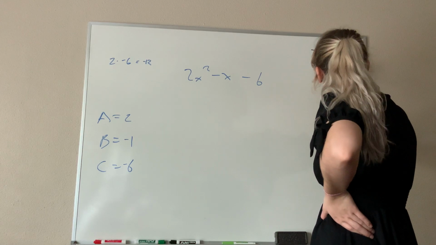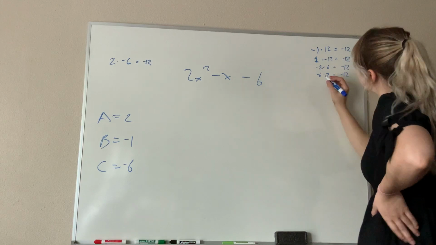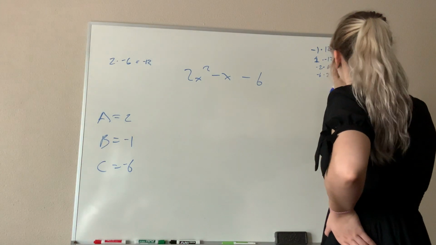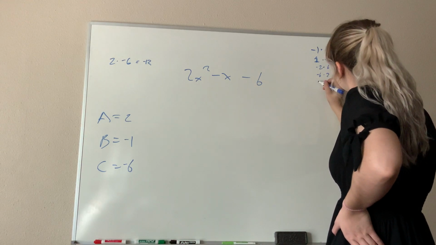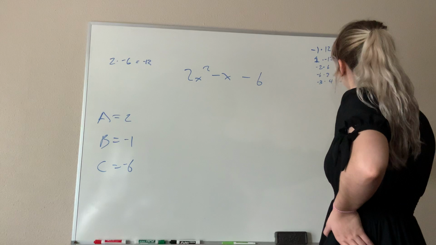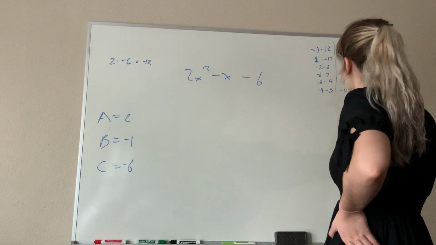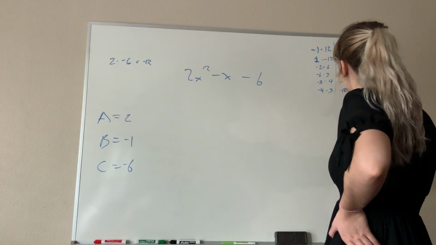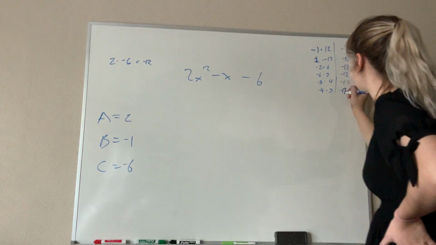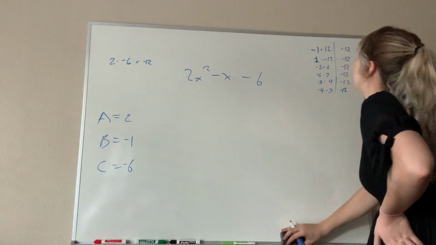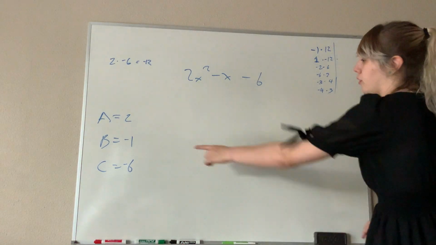-2 times 6 equals -12. -6 times 2 equals -12. And then -3 times 4 equals -12. -4 times 3 also equals -12. But we all know that those equal -12, but what we want to know is what adds up to -1.